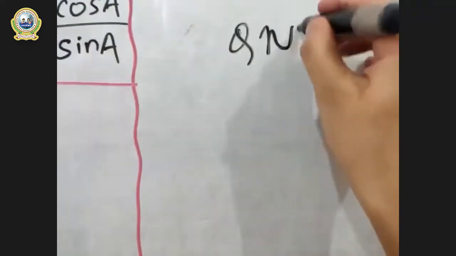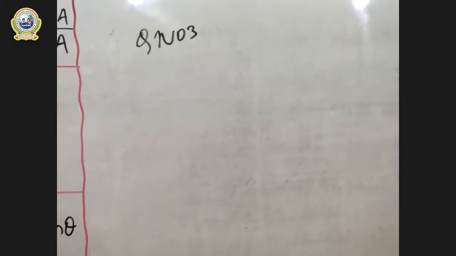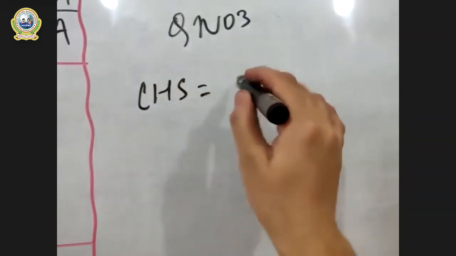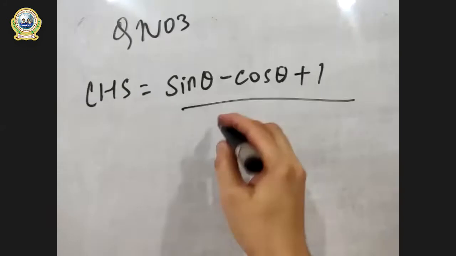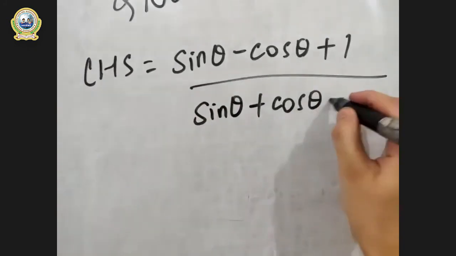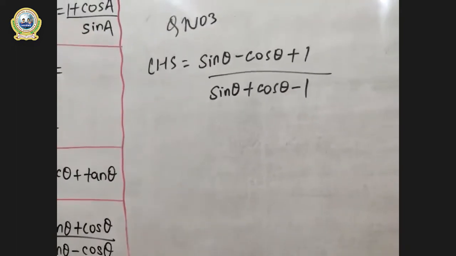Now let's do question number 3. This is also a very beautiful question, right? So let's do LHS first. LHS says here is sin theta minus cos theta plus 1, and in the denominator is sin theta plus cos theta minus 1, right? And this is our proper question. Is this clear?